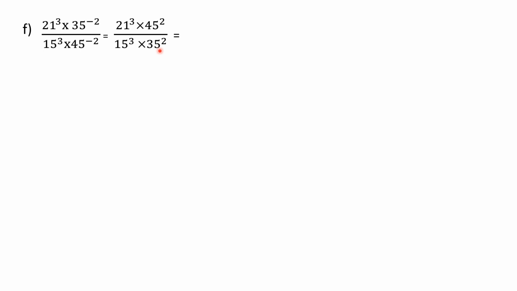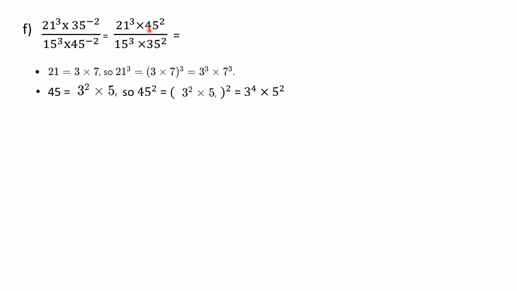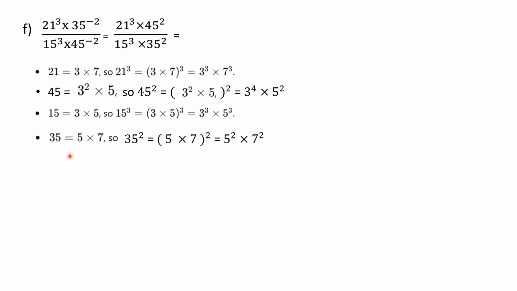Now, following the same steps, make a prime decomposition for each number. 21 is 3 times 7, put it inside a parenthesis, it's cubed, and distribute the exponent, it will be 3 cubed times 7 cubed. Similarly, for 45 squared, it will be 3 to the power 4 times 5 to the power 2. Repeating the same steps for 15 cubed and 35 squared.